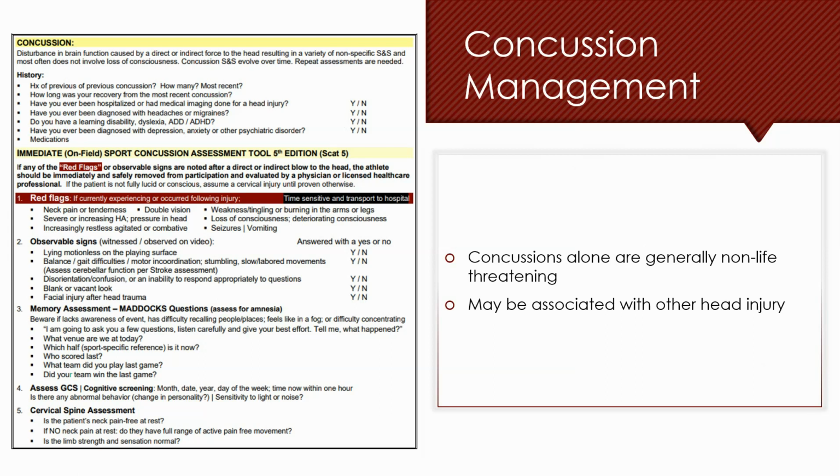Even though the concussion itself is not life-threatening, we have to understand that it could be associated with other underlying injuries. And the chances of a healthy high school athlete having a bleed of some sort is relatively low, but not impossible. So again, a reason to be overly cautious.